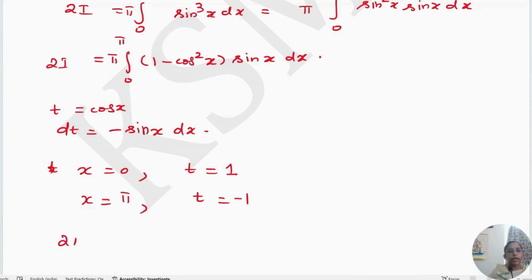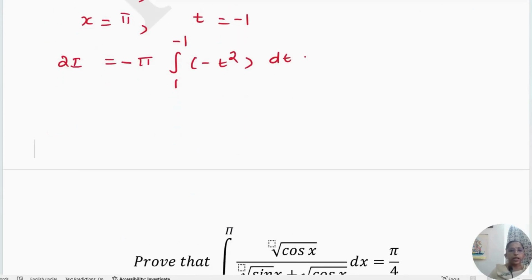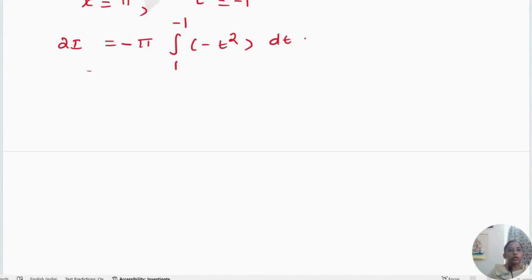So 2 into I is equal to pi times integration, the lower limit is 1 and the upper limit is minus 1, of 1 minus t square, and sine x dx is minus dt. So you can take the minus outside, so dt. Now this minus can be absorbed by swapping the upper and lower limits. So 2I is equal to pi into integration minus 1 to 1 of (1 minus t square) dt.